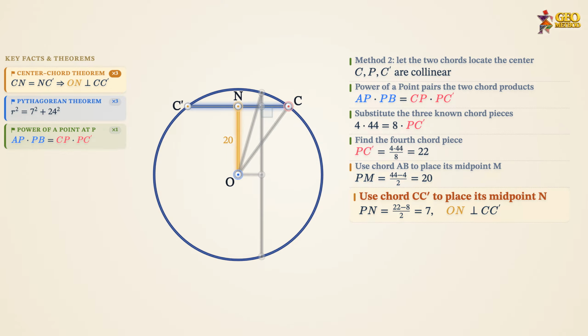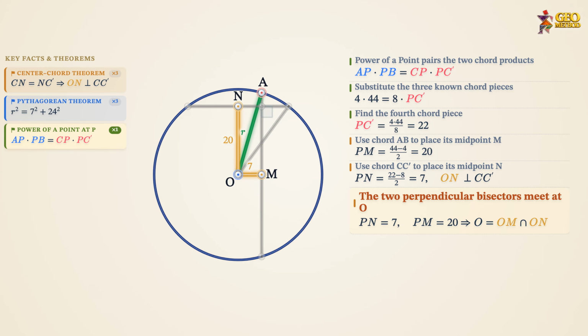Apply the center chord theorem again to segment CC'. Its pieces are 8 and 22, so their midpoint N lies 7 units from P toward C'. The perpendicular through N must also pass through the center. The two perpendicular bisectors meet at the center O. Relative to P, the center is 7 units toward C' and 20 units toward B.